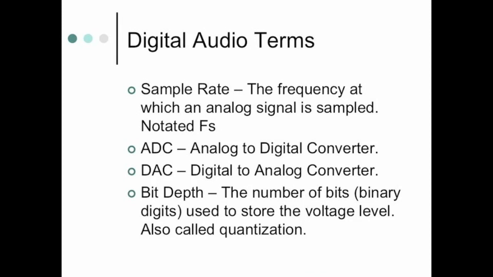Let me give you the overall flow. Sample rate is on the horizontal axis, the time axis. So it's a rate, and bit depth is dividing the amplitude of a signal into different segments.